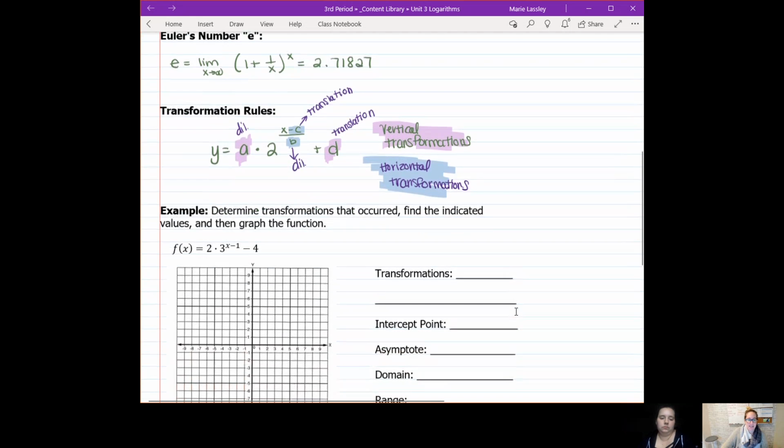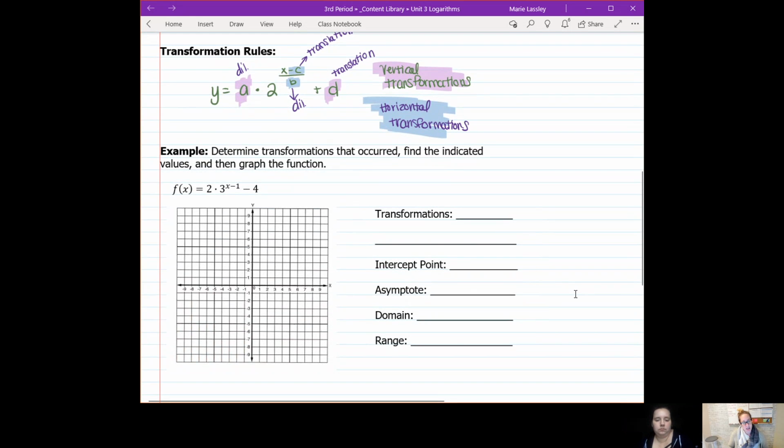Okay, let's do an example problem for transformations. Here we have f of x equals 2 times 3 to the power of x minus 1, minus 4. We want to determine the transformations that occurred. We want to find the indicated values off to the side: the transformations, intercept, asymptote, domain, range, and then we want to graph. First, I'm going to highlight my vertical transformations versus my horizontal transformations.